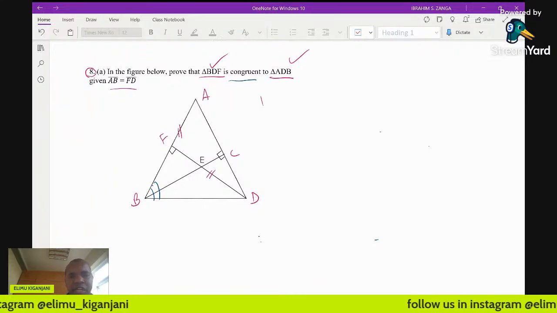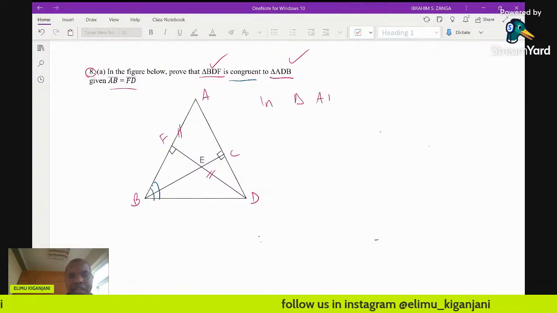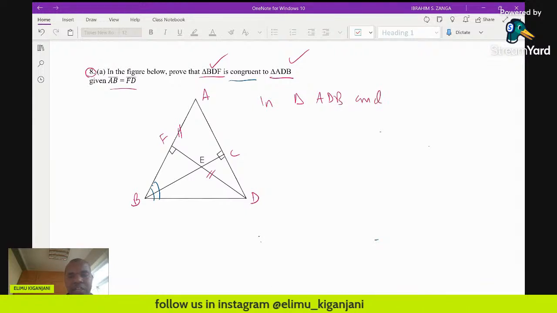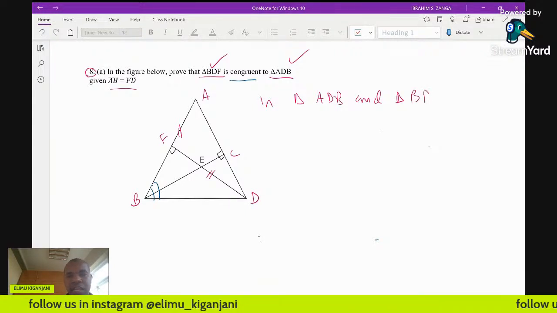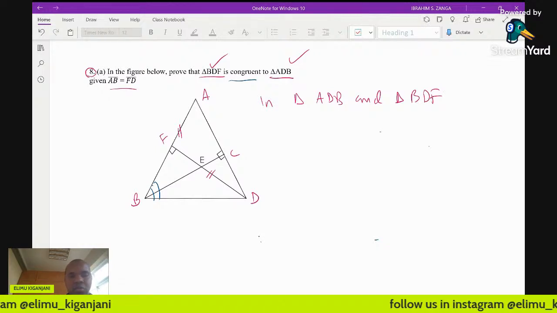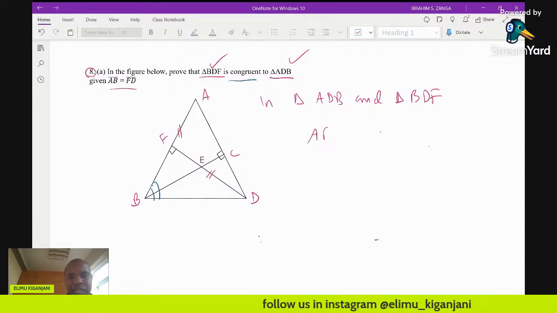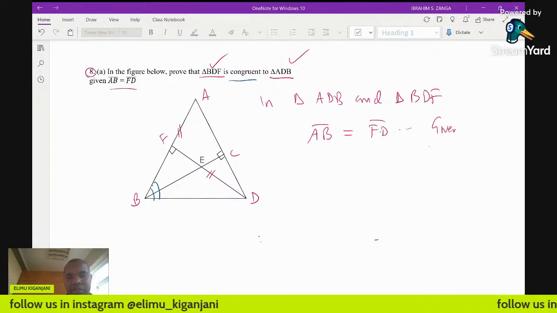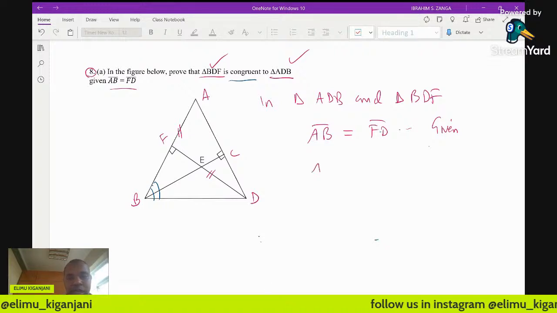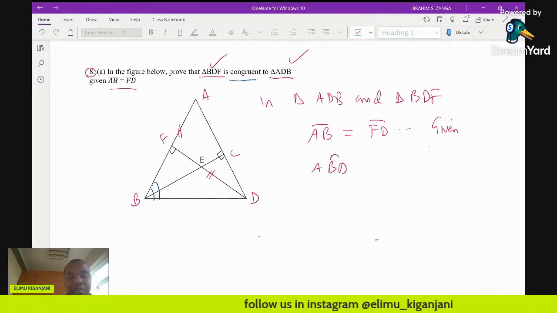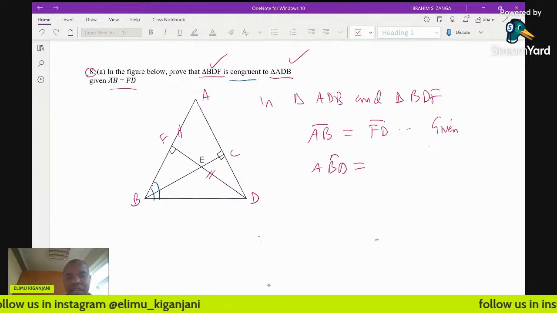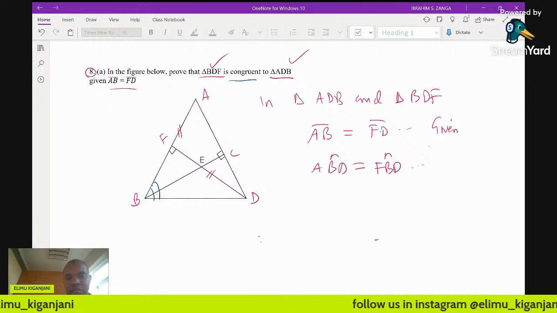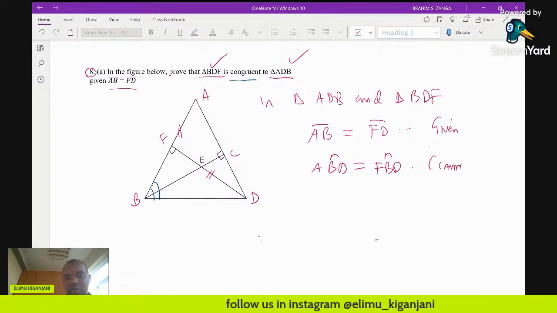So here we go. In triangle ADB and triangle BDF, we were given that AB is equal to FD. So this is given information. And also angle ABD in triangle ADB is equal to angle FBD, so this is a common angle.